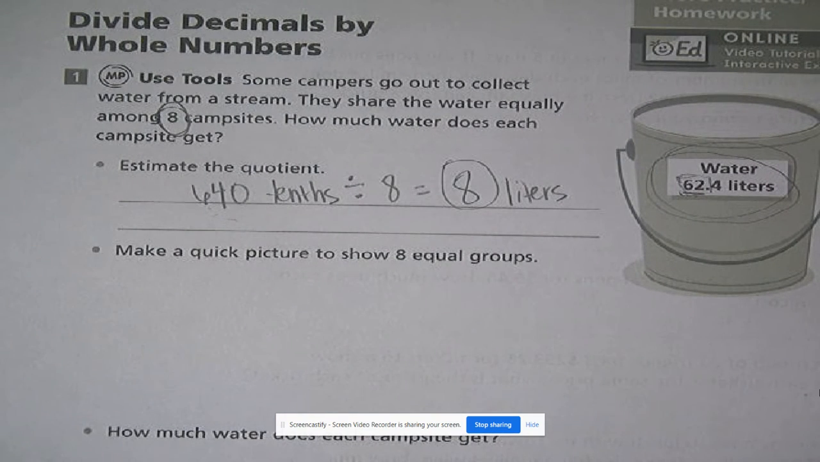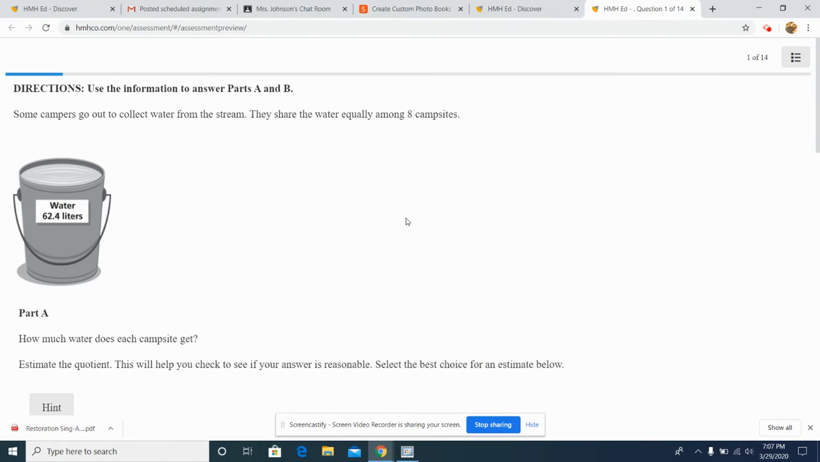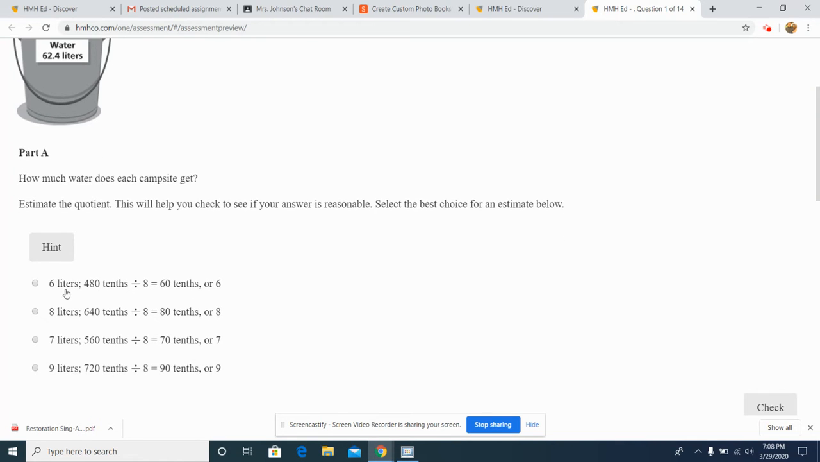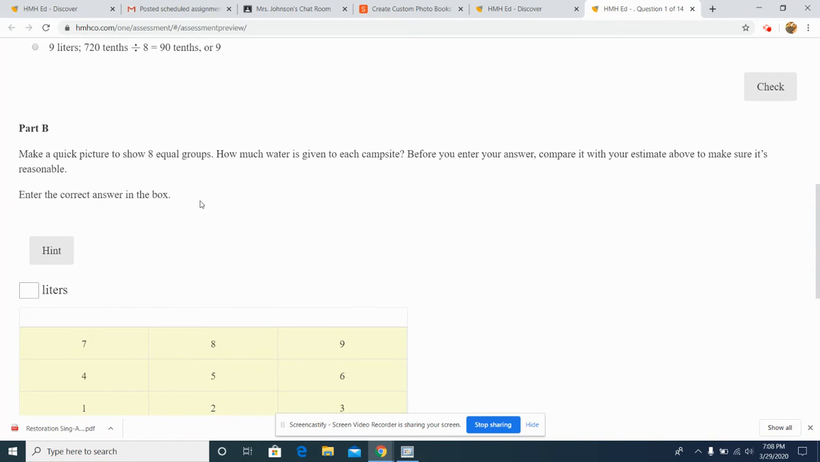Okay, so I'm going to quickly flip over here to our assignment online. So here we are, how much water, estimate the quotient. This will help you check to see if your answer is reasonable. So 6 liters, 480 tenths divided by 8 equals 60 tenths, or 6. 8 liters, we know we're 640 tenths divided by 8, and we know that is what we want because we made 640 tenths. Okay, and we know that that's our closest one. Okay, so then it says make a quick picture to show 8 equal groups, how much is given to each campsite. I'm going to flip us back here.